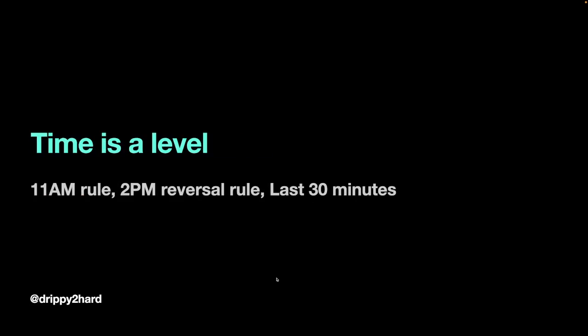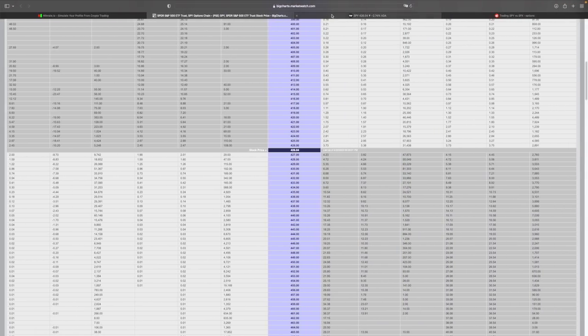And then another thing I want to talk about is time is a level. This is very important. So 9:30 is when the market opens on Eastern. So 11 a.m., this is on Eastern time. So the 11 a.m. rule, 2 p.m. Eastern. These are the key times when the market can reverse against the direction of the trend, or if the trend continues, then we'll know what's going on. And finally, the last 30 minutes are important in the market because that's where we'll trade the SPX 0DTEs.